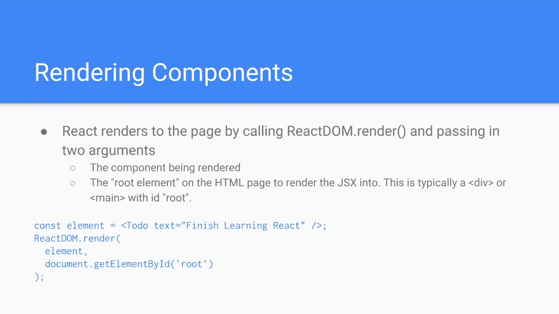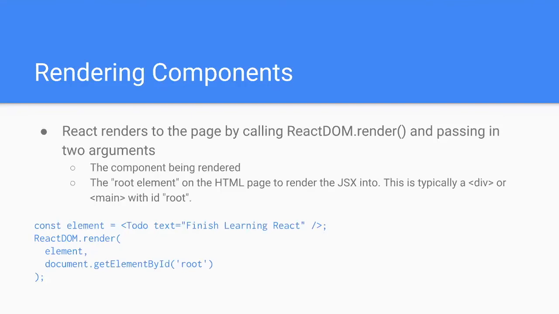So real quick note, again, we don't really have to worry about this because Create React App is doing this stuff for us. But React renders to the page by calling ReactDOM.render, which gets two arguments. First, it gets the component that we're rendering, so whatever component class we're rendering, usually your container component or your app component or something like that.